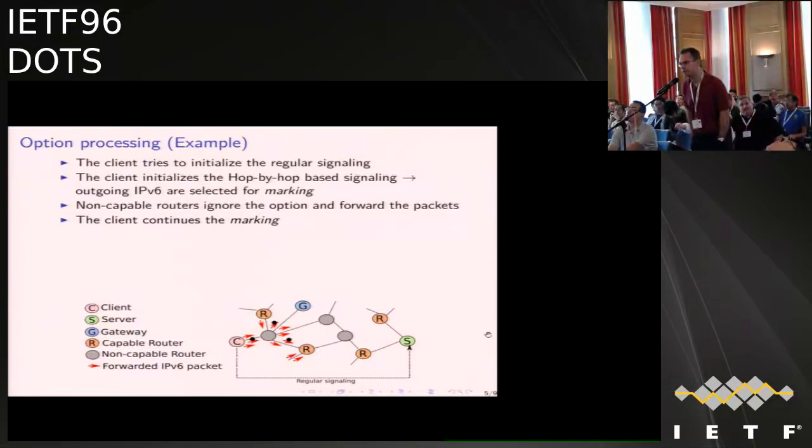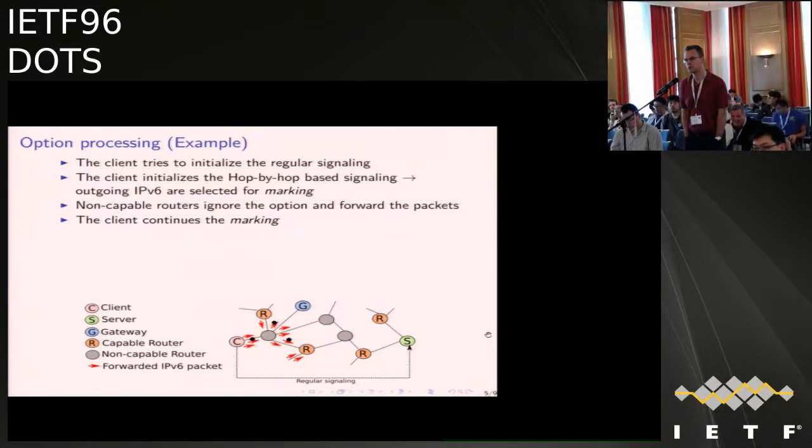Flemming Andreasen. I'm not sure I fully understand, so let me ask two basic questions here. The first one is, what is the destination IP address in the packets that you're sending out? And the second one is, why do you think that your packets are going to make it to the DOTS server if the regular DOTS packets are not?